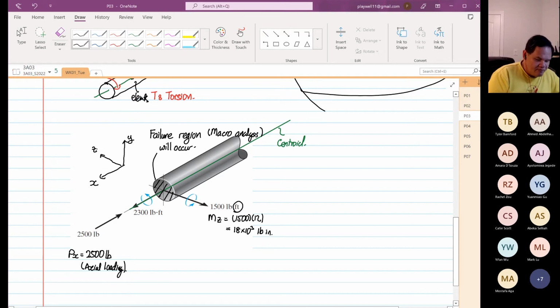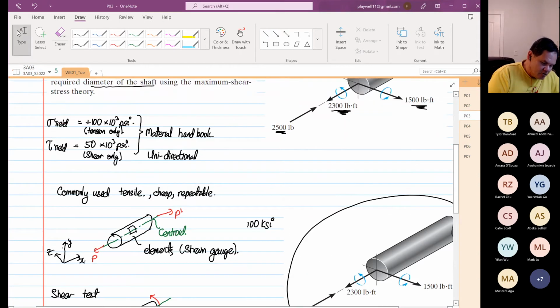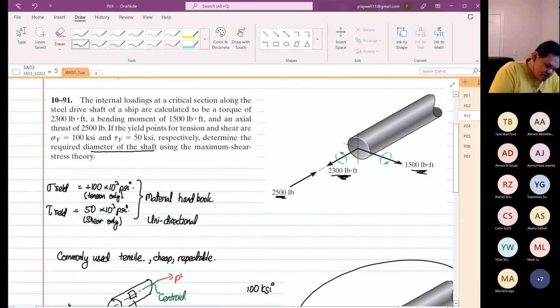Why do we have to convert from feet to inches? Because our stress value that's been quoted to us is in pounds per square inch. So everything has to be in inches. Okay.